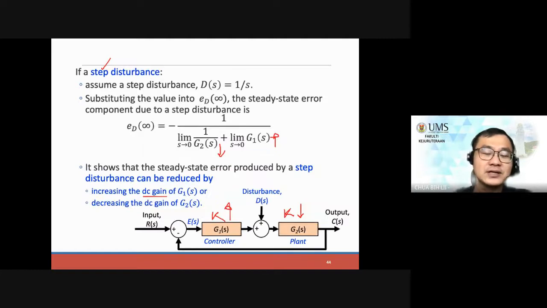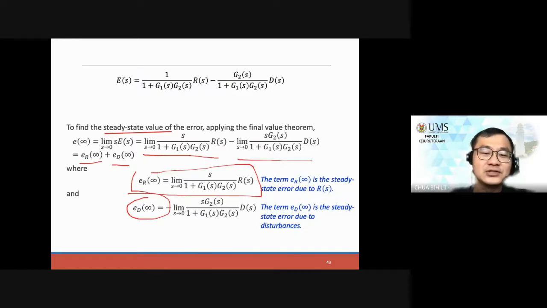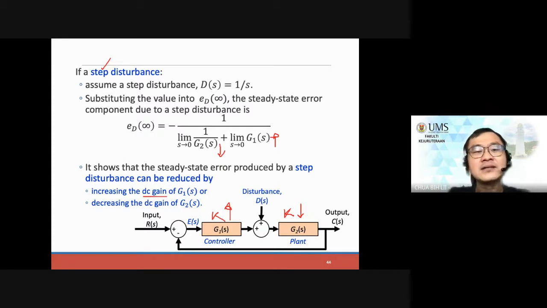But what happens if you increase G2? If you improve this error, meaning to minimize this error, then on the other hand, when there is a disturbance, it will not perform well. Therefore, we may want to maintain the K value over here, but try to increase the K value at the controller. This controller will play a role in tuning or making the system perform better when there is a disturbance to the system, which is in the form of a step input.